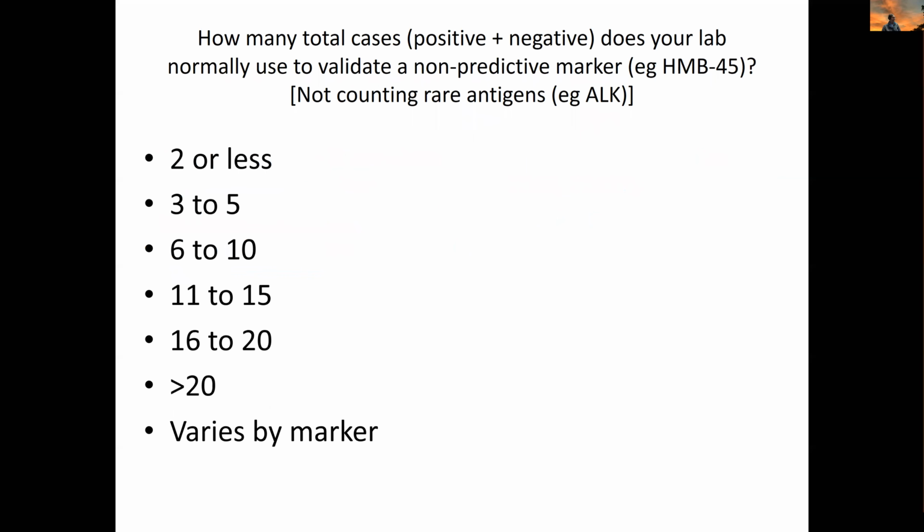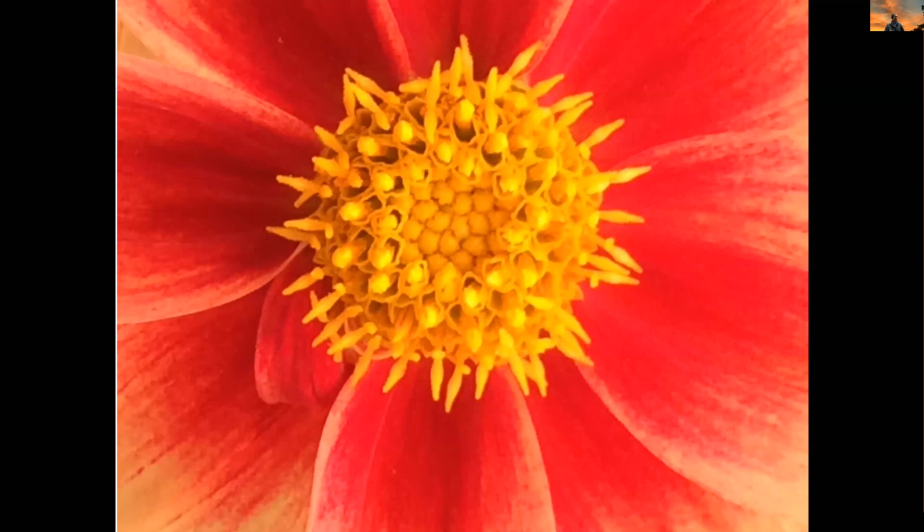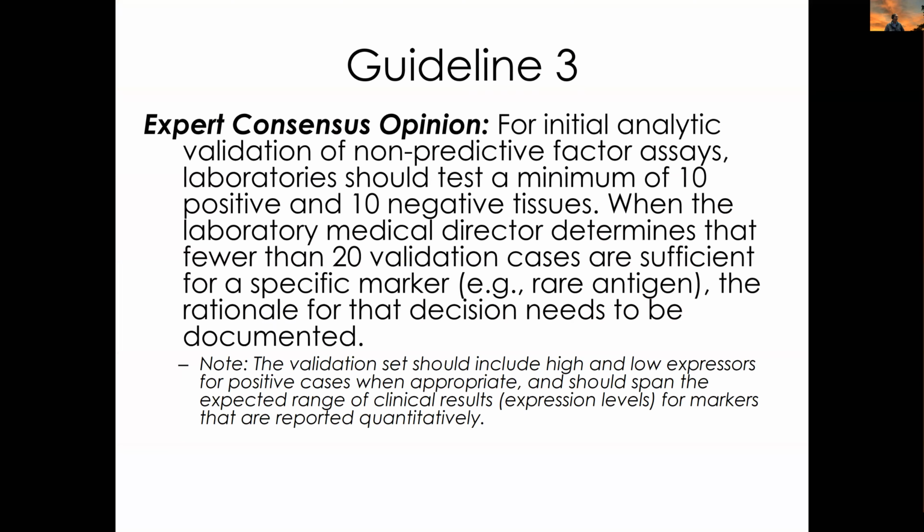All right, third question. Do you know how many cases, positive and negative, your lab normally would use to validate a non-predictive marker, for example, HMB45? And this would, of course, not include rare antigens like ALK or Whipple-I or something like that. Is it less than 2, 3 to 5, 6 to 10, 11 to 15, 16 to 20, more than 20? What's your answer? While you think about that or go try to find that out, let me introduce guideline number 3.